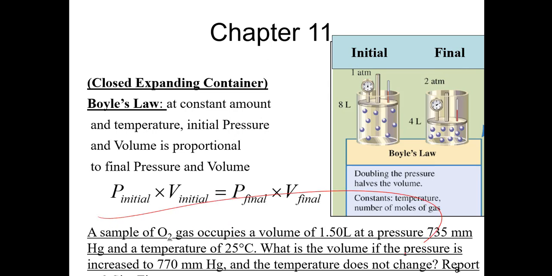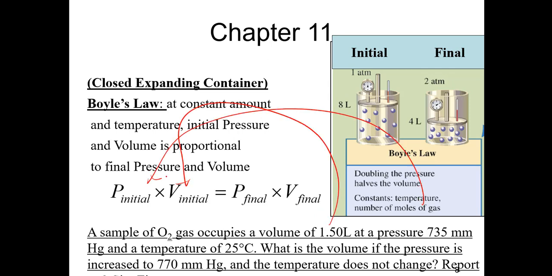I'll give you a paragraph very similar to this on a future quiz or exam. You'll then have to plug in the values. So put a volume here, put the pressure here, and then you'll have to solve for an unknown. So one of these is going to be your algebraic x. You have to solve for the unknown. In this case, maybe it's going to be volume. So what is the volume if the pressure is increased to 770 millimeters of mercury? And then you simply solve for x.